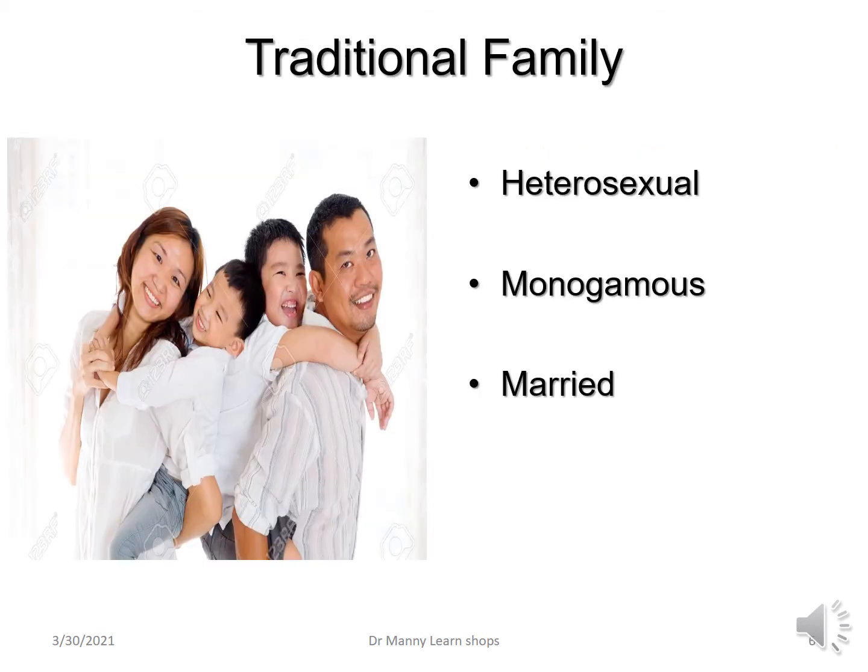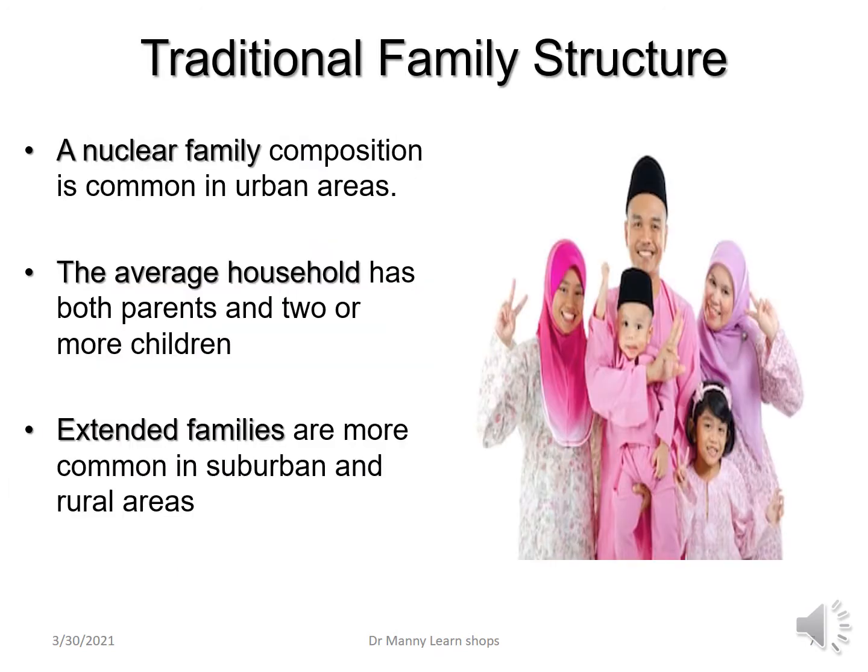The traditional family is heterosexual. It's monogamous, and you're married. The traditional family structure is a nuclear family, and this is a composition that is common in urban areas. The average household has both parents and typically 2 or more children. Extended families, however, are more common in suburban and rural areas, globally, not just in Malaysia.